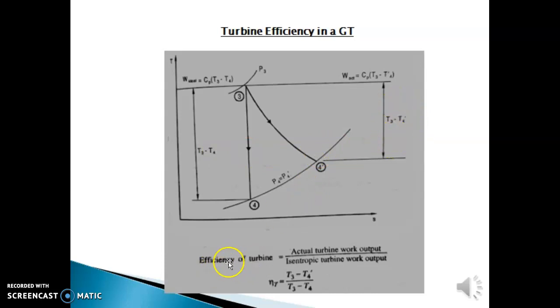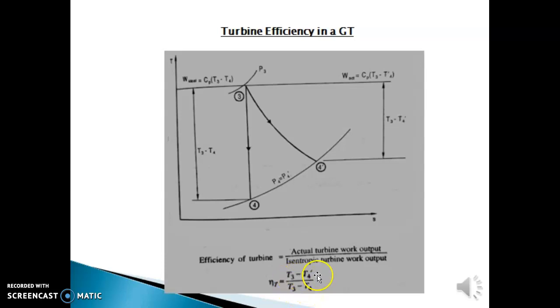So you can define the efficiency of a turbine as the ratio of actual turbine work output to isentropic work output. The actual turbine output will be Cp into T3 minus T4 dash, and isentropic work will be Cp into T3 minus T4. Cp values will get cancelled. So what you will get is turbine efficiency is equal to T3 minus T4 dash by T3 minus T4.